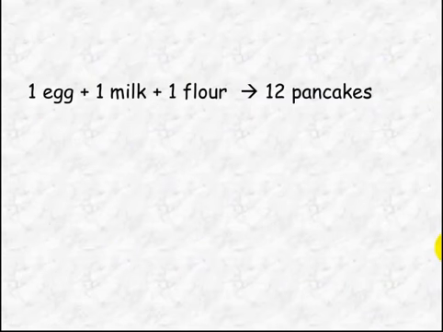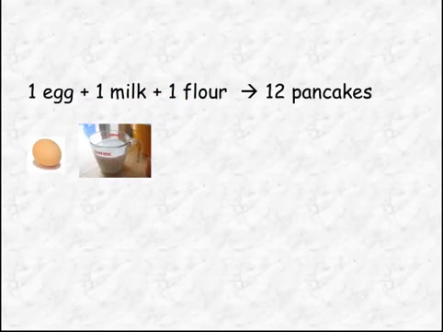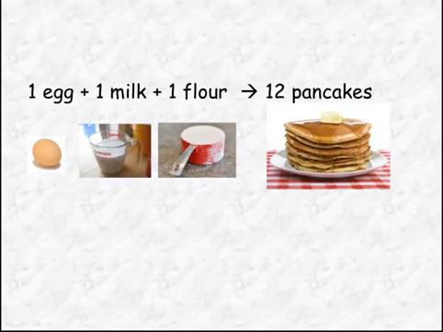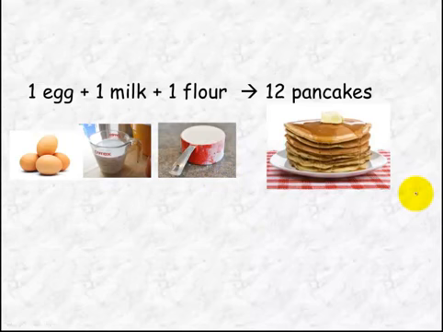So let's have a look at the pancake example. 1 egg plus 1 cup of milk plus 1 cup of flour will make 12 pancakes. There's my egg, there's my cup of milk, there's my cup of flour, and I get 12 pancakes. Yum. What happens if I've got 3 eggs? Now I've got 3 eggs, 1 cup of milk, and 1 cup of flour. How many pancakes can I make? I can still only make 12 pancakes.